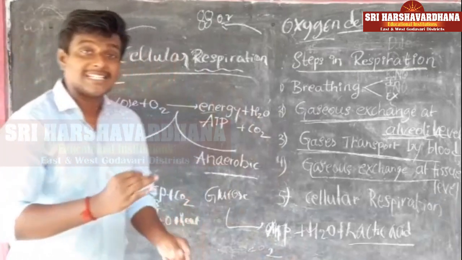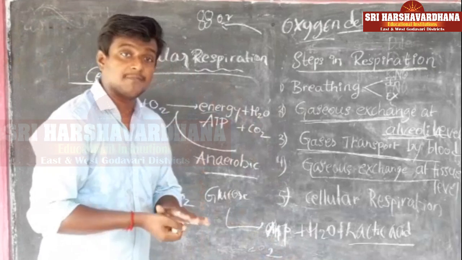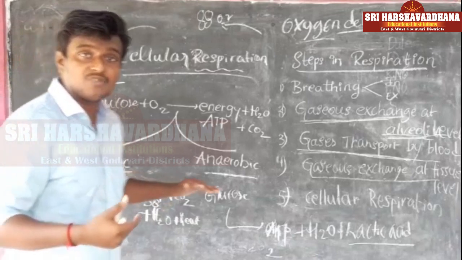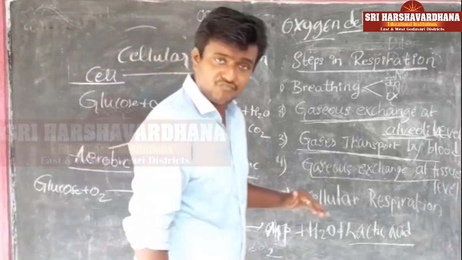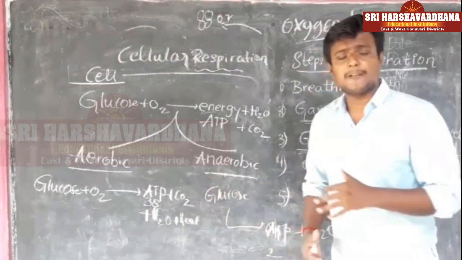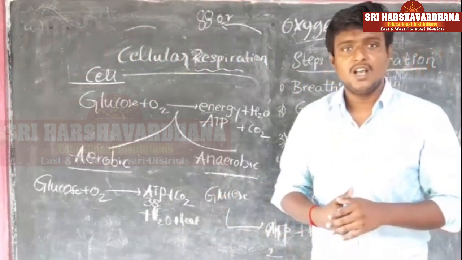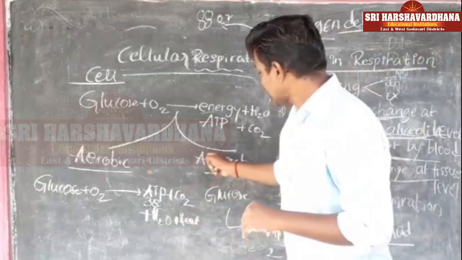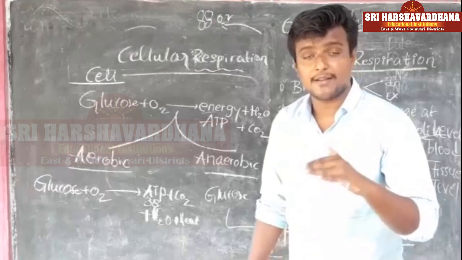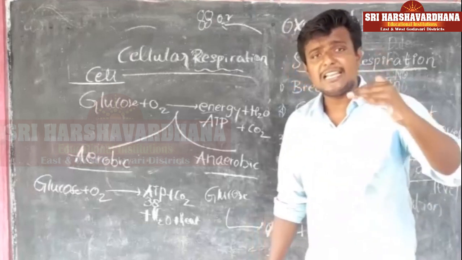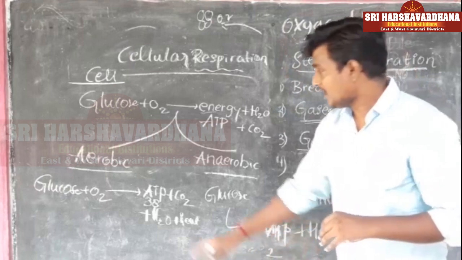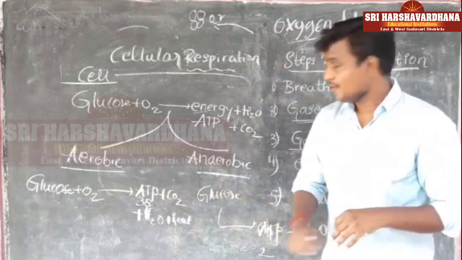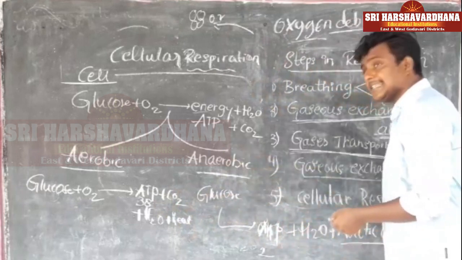So for the difference between aerobic and anaerobic respiration, you have to write down the first point like this: aerobic respiration is done with the help of oxygen, while anaerobic respiration is done in the absence of oxygen. In aerobic respiration the amount of energy is more. In anaerobic respiration, very few ATPs are released. In aerobic respiration the end products are CO2 and water. In anaerobic respiration the end product is lactic acid.